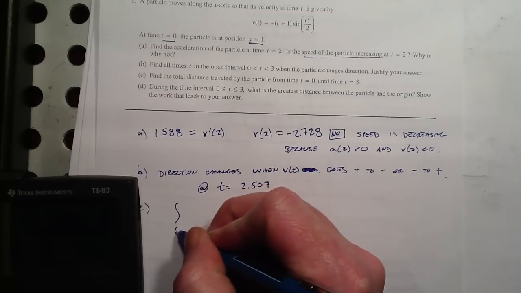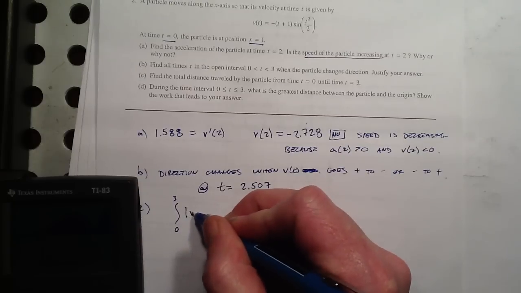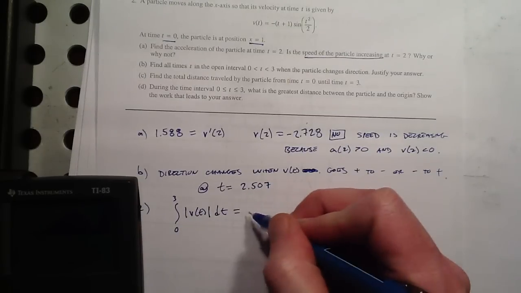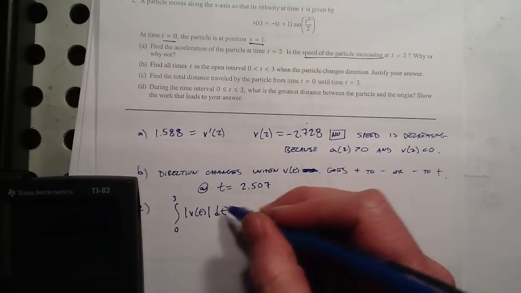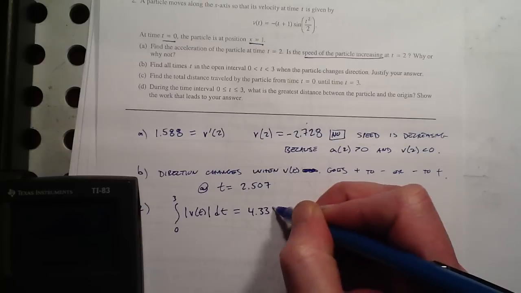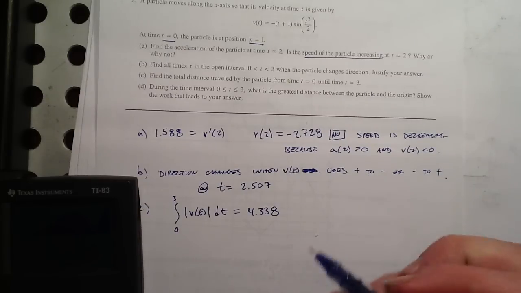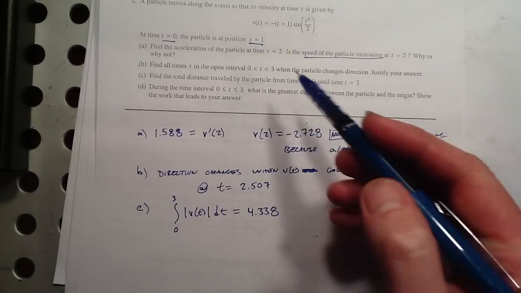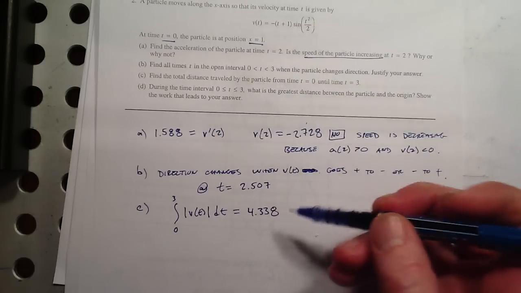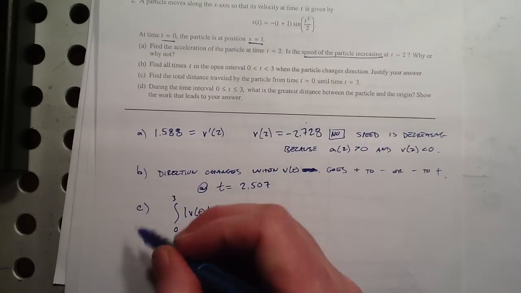This is the integral from 0 to 3 of the absolute value of the velocity function. You should write this down, absolutely. That might be worth one of the points. And they didn't say anything about units, meters, and seconds, so if they don't say anything about units, you don't need any.